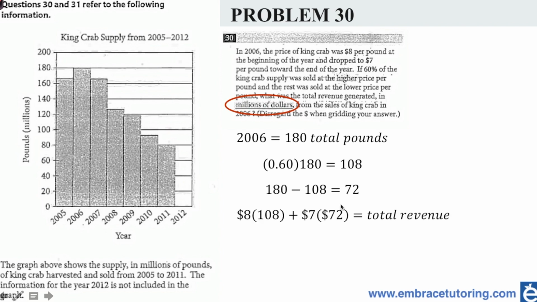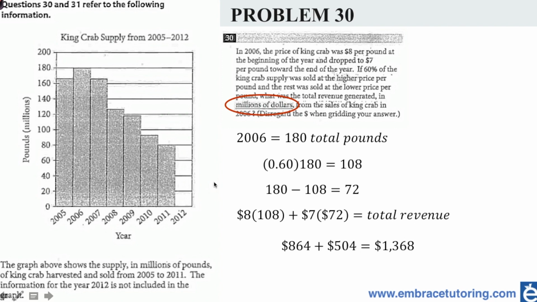I'm now going to plug these in. So I have $8 times 108, which is $8 per pound at the beginning of the year, and then dropped to $7 per pound toward the end of the year, right? The 60% is corresponding to the higher price. That's why we have this here, 60, 180, 108. So 8 times 108 plus 7 times 72 is going to equal my total revenue. When I plug these numbers in, 8 times 108 is $864. 7 times 72 is $504, and my overall answer is therefore going to be $1,368 because they want to know what the total revenue is in millions of pounds.